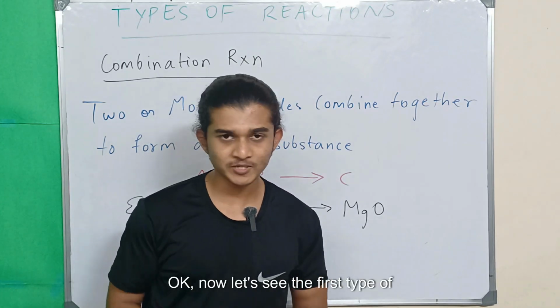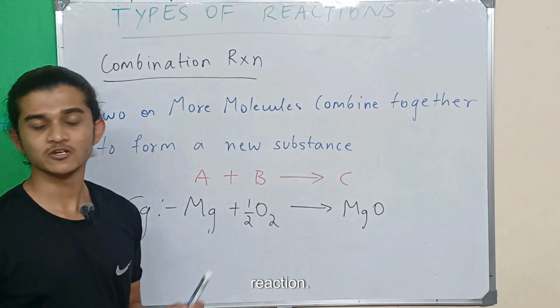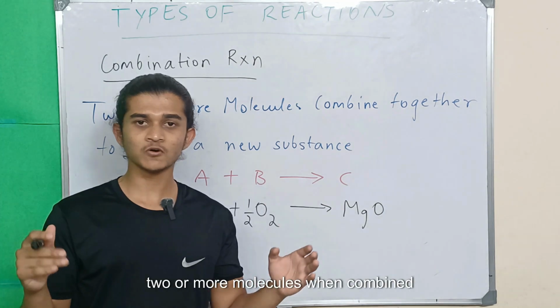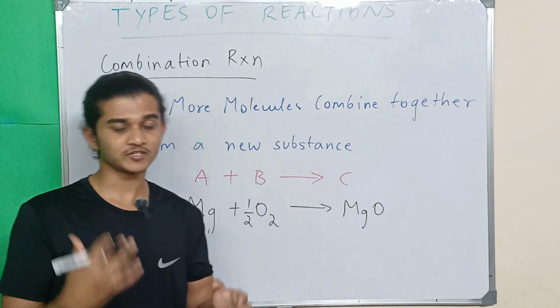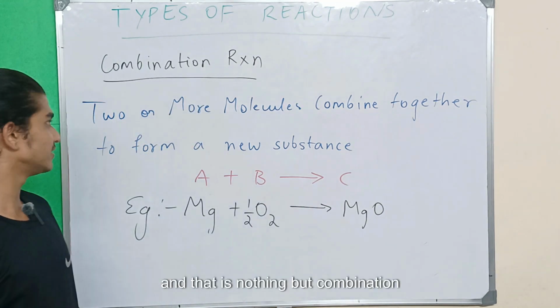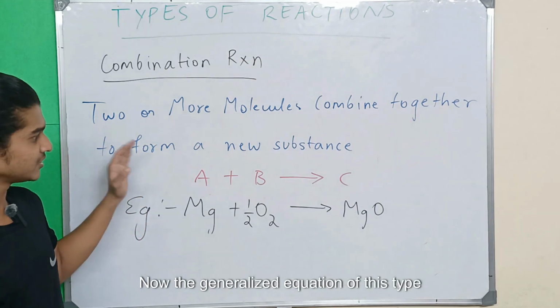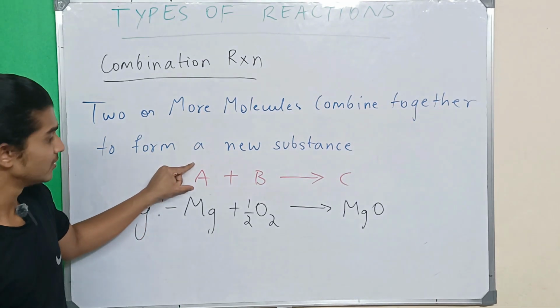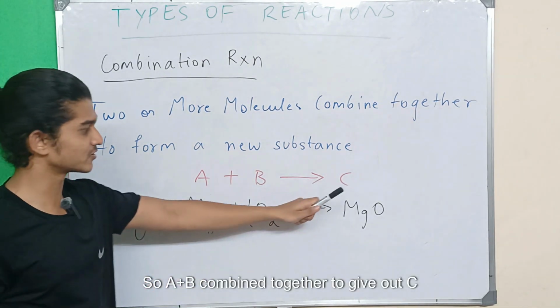Okay, now let's see the first type of chemical reaction, which is combination reaction. As the name itself says, two or more molecules, when combined together, give out a chemically new substance, and that is nothing but combination reaction. Now, the generalized equation of this type of reaction is given in the reading. So, A plus B combined together to give out C.